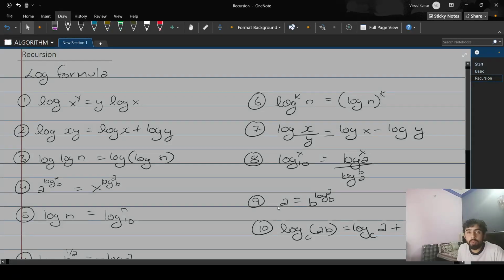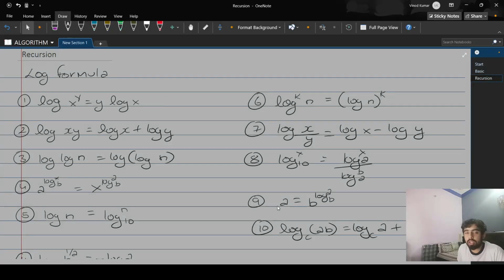Hi everyone. So today we will be starting with the topic recursion. This is one of the most important topics that is asked in semester exams as well as in many competitive exams also. 90% of the times you will find these type of questions in exams.